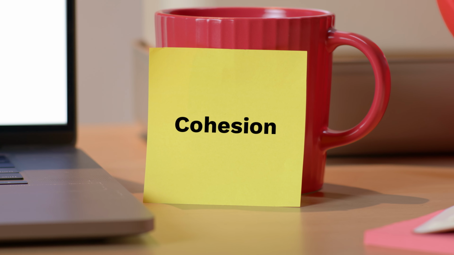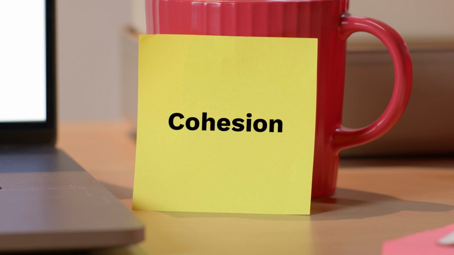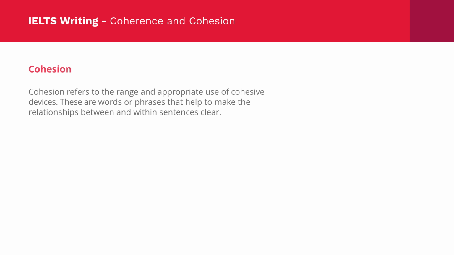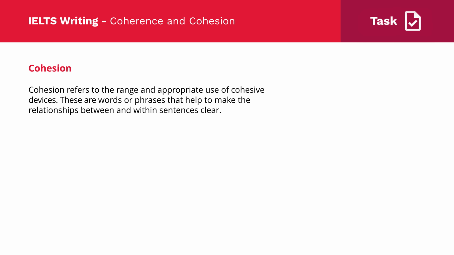Let's now look at the second part of this criterion, cohesion. Cohesion refers to the range and appropriate use of cohesive devices. These are words or phrases that help to make the relationships between and within sentences clear.